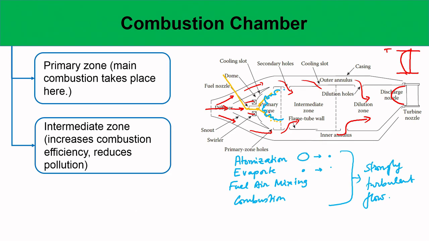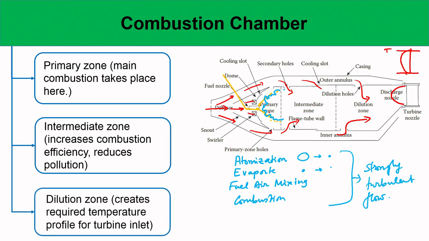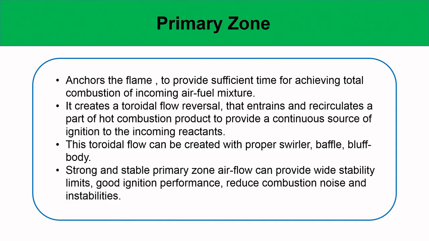So the primary zone is where the main combustion takes place, and the intermediate zone increases the combustion efficiency and reduces the pollution, we will see how. The dilution zone essentially creates the required temperature profile for the turbine inlet. So these are the different processes that must happen. Just to recap, the primary zone is used for anchoring the flame and to provide sufficient time for achieving the total combustion of the incoming air fuel mixture. So the primary zone is designed so that the fuel air mixture has sufficient residence time.